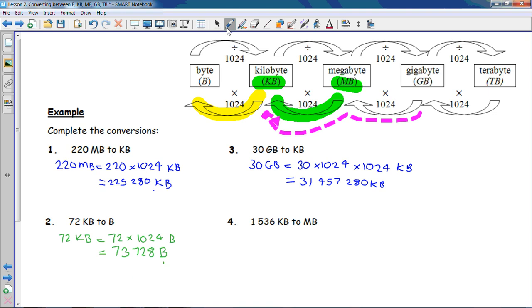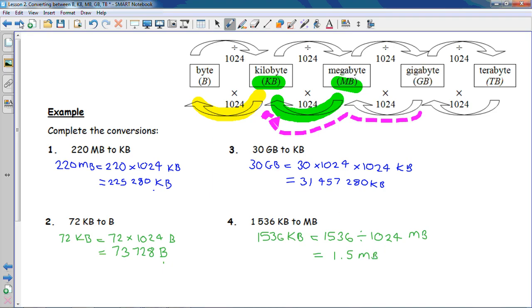However, you will need to remember it at some stage, whether you are dividing or multiplying, because you won't be supplied with these arrows in any exams. So 1536 kilobytes to megabytes, we're going to divide. 1536 divided by 1024. And we're going to end up with an answer in megabytes. That is going to be 1.5 megabytes when you do that on your calculator.